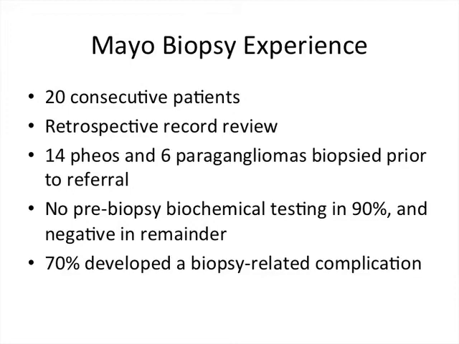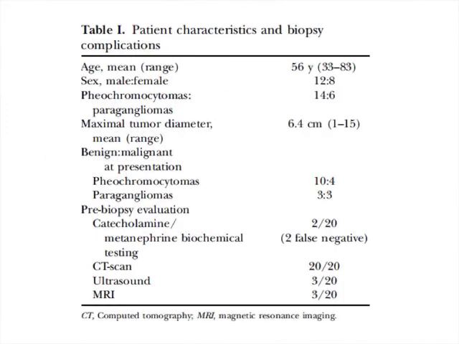90% of them had no pre-biopsy biochemical testing, and the remaining 10% had negative testing for pheos. The complication rate from the biopsy, they felt, was 70%, and I'll show you what those were. Their patient characteristics were mid-50s, male to female 12 to 8, 14 to 6 pheos versus paragangliomas, and tended to be larger tumors in the 6-centimeter range. 10 of the pheos were benign, 4 malignant, and 50% of the paragangliomas were malignant. 2 of the 20 had false negative metanephrines prior to biopsy.